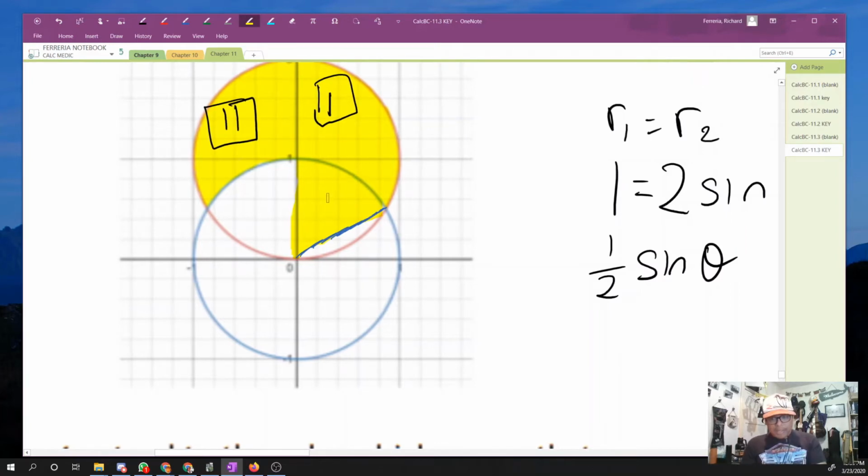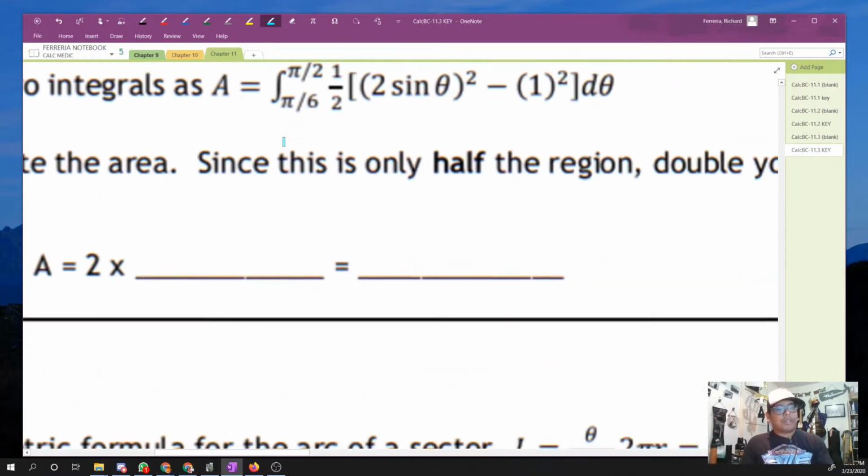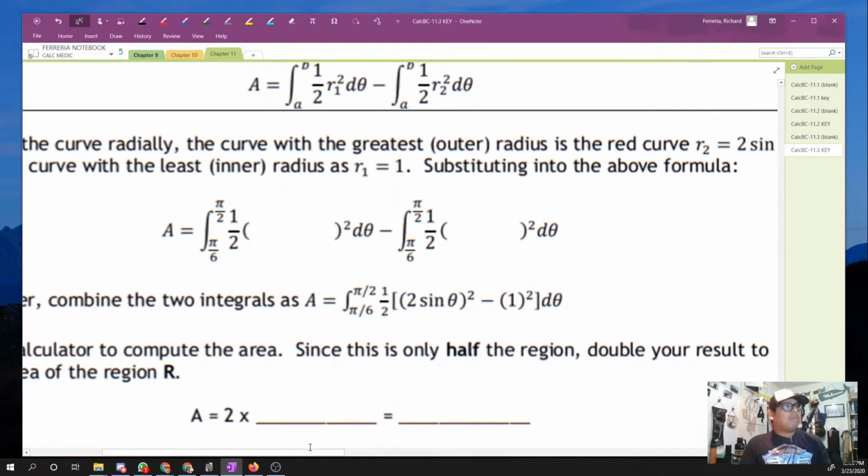Once I've found that area in yellow, I'm going to subtract from that this blue region. It's actually going to be looking green because yellow and blue make green. So we're going to subtract out this area right here. Then after we subtract those two, we're going to have the area of our desired region, or at least half of it, and then we're going to multiply by 2. So that's our general strategy. Not a whole lot more to it than that.